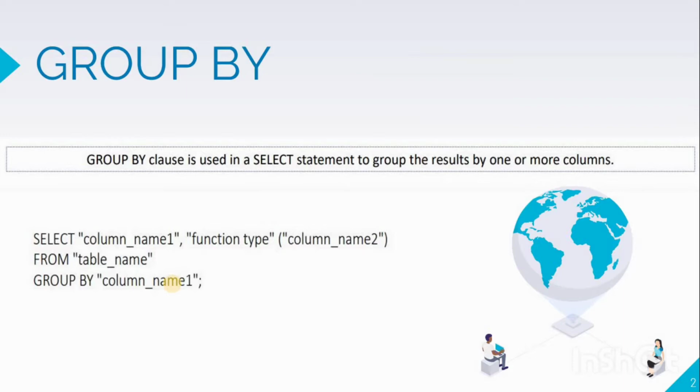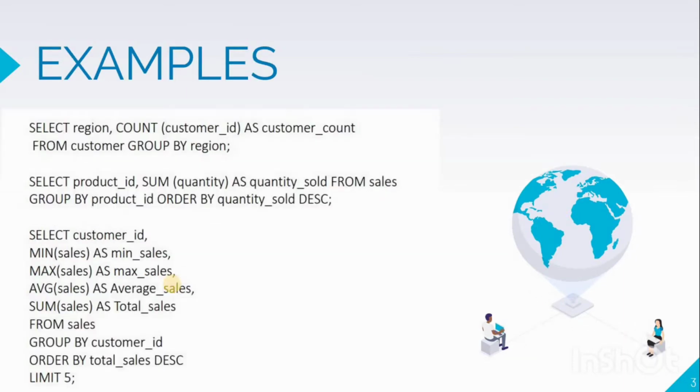So let us see some examples. In the first example, suppose you want to find out how many customers live in which region of the country. To do that, we will select the region and the count of customer ID, and we will do this from the table customer. And we will group this by the column region. So if you can imagine, this will group the regions and we'll get the names of the regions, and alongside that, we will get the count of the customer ID in that region.